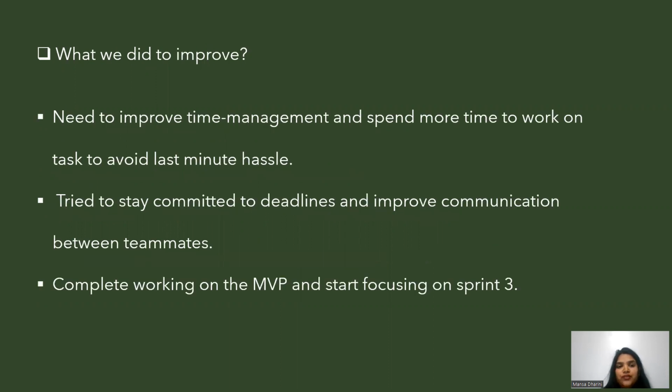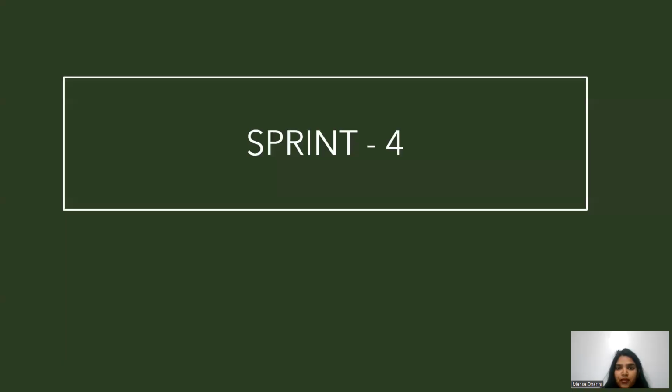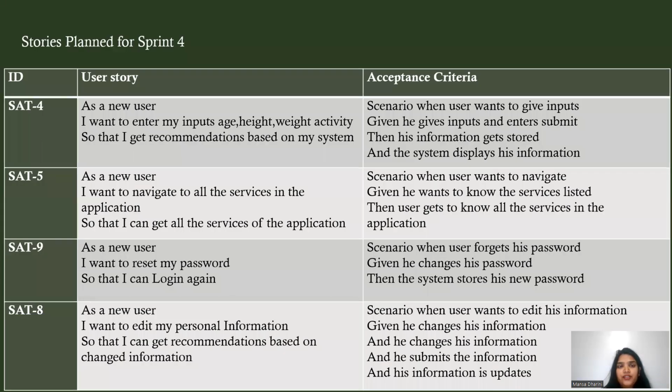What we did to improve is we improved time management and spent more time working on the tasks so that we can avoid last minute hassles. We tried to stay committed to the deadlines, and we improved communication between the teammates. We added more meeting sessions within the team, and we completed working on the MVP, and we started focusing on sprint 3 and 4. For sprint 4, we have stories planned.